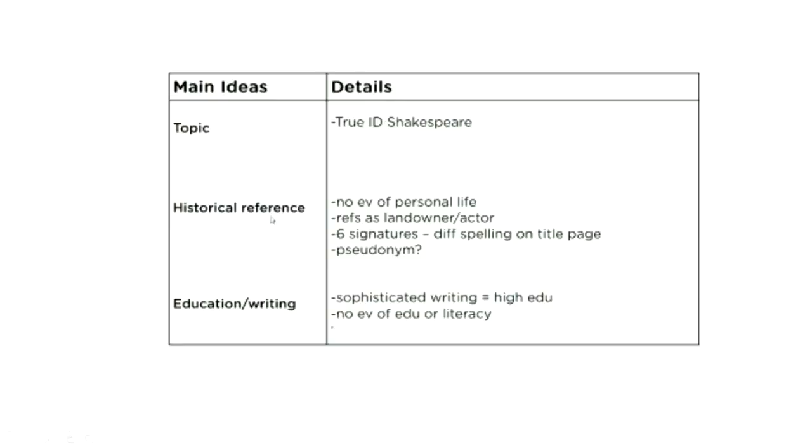The first point that the lecturer makes is historical reference. So there's no evidence of Shakespeare's personal life. All references to him are as a landowner or actor, not as a playwright. The lecturer mentioned that there are 6 signatures that are remaining of Shakespeare, but they have different spelling on the title pages, and also suggests that possibly Shakespeare's name was used as a pseudonym by other writers.